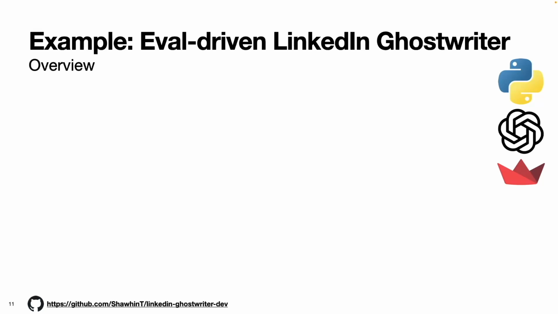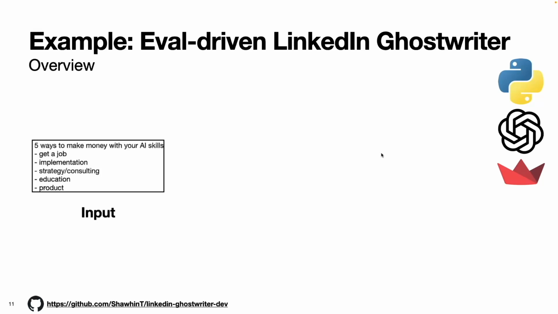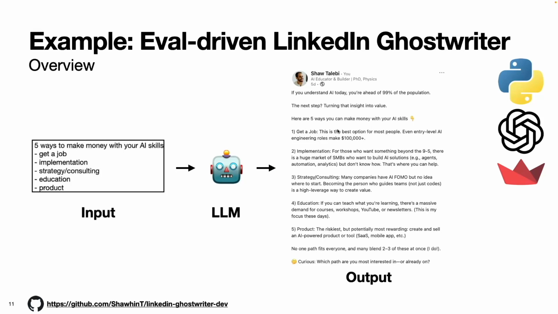So to make this all more concrete, I want to walk through a specific example. Here I'll talk about an eval-driven LinkedIn Ghostwriter. This is a project I've been working on for the past couple of weeks, and I actually talked about this in my previous video on error analysis, but just a quick overview of how this system works. Basically, I want to give the LLM raw notes of LinkedIn post ideas, and then I want it to output LinkedIn posts in my unique style and voice.